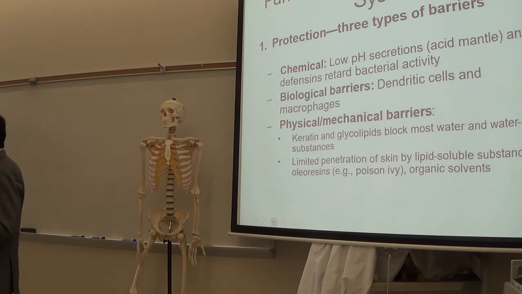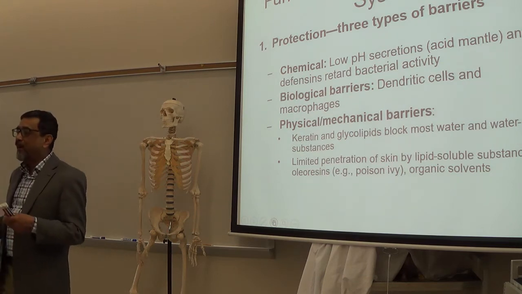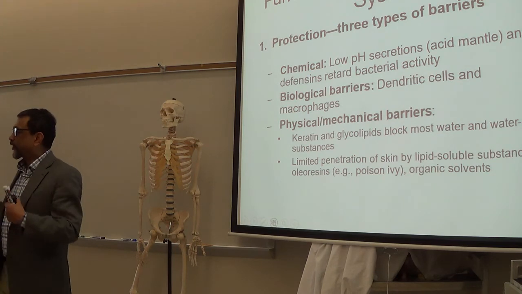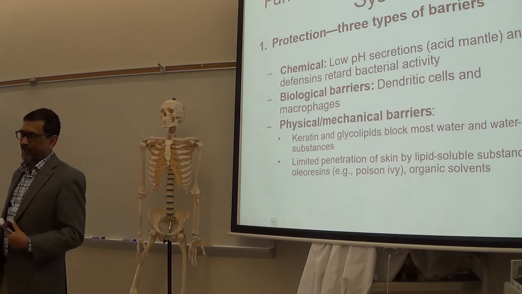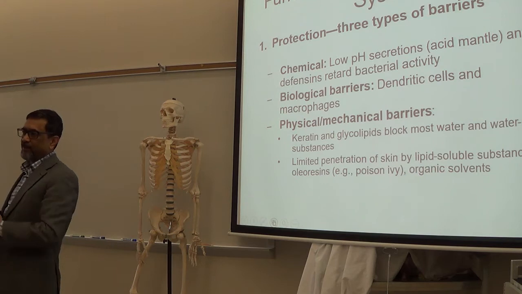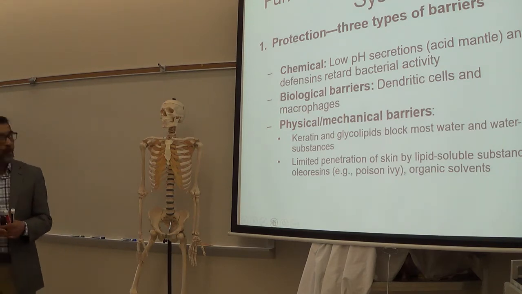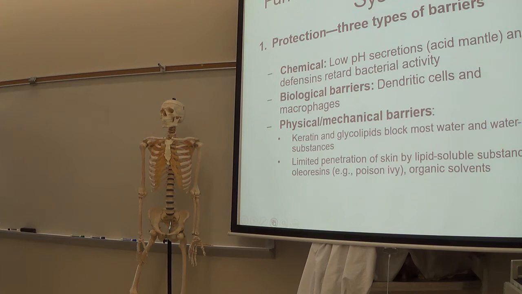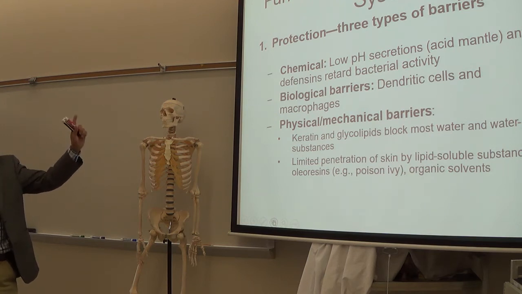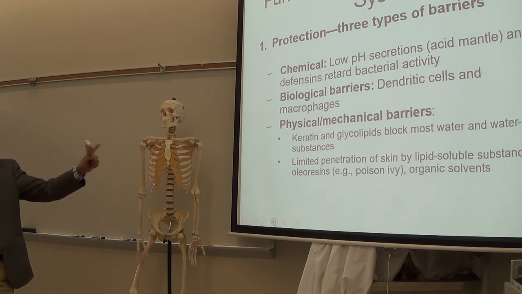Protection is number one. Your integumentary system protects your body. How? By covering the whole body, right? It protects the internal structures of the body. It separates outside and inside. So, by covering the body. Now, your skin provides three types of protection or barriers. What are those? Chemical protection or barrier, biological protection or barrier, and physical or mechanical protection.